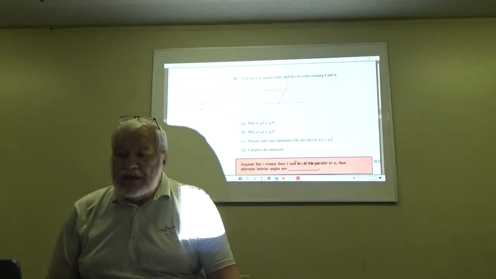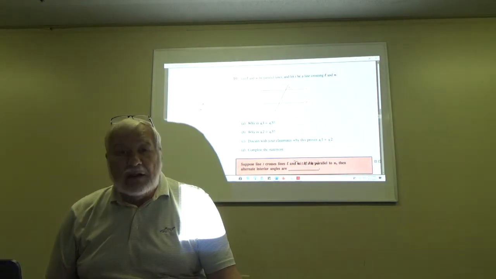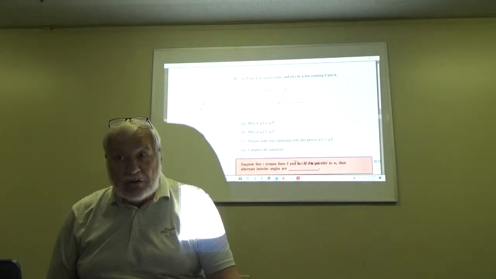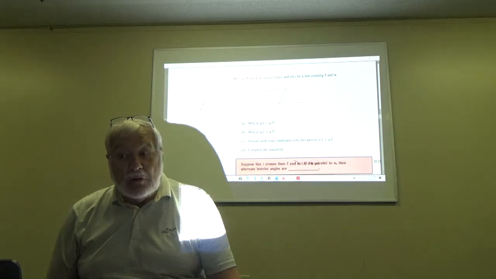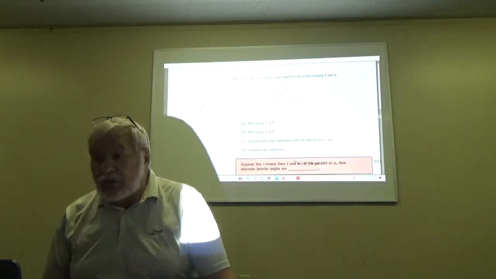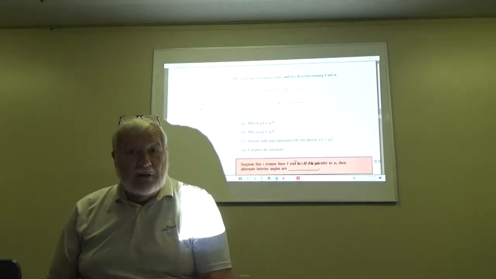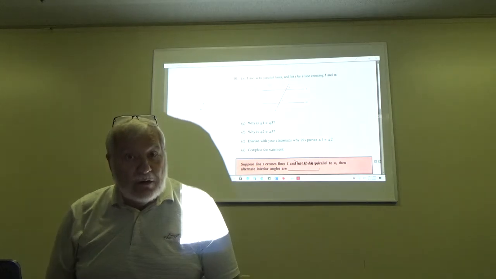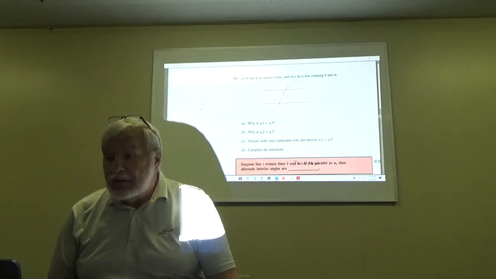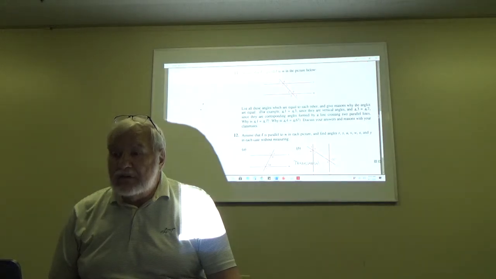And then what they're saying here in C is if 1 and 3 are corresponding and they're congruent, and then 3 and 2 are vertical, then they're congruent, and that means the alternating interior also have to be congruent because the transitive property says if 1 is equal to 2 and 2 is equal to 3, then 1 is equal to 3. Okay?